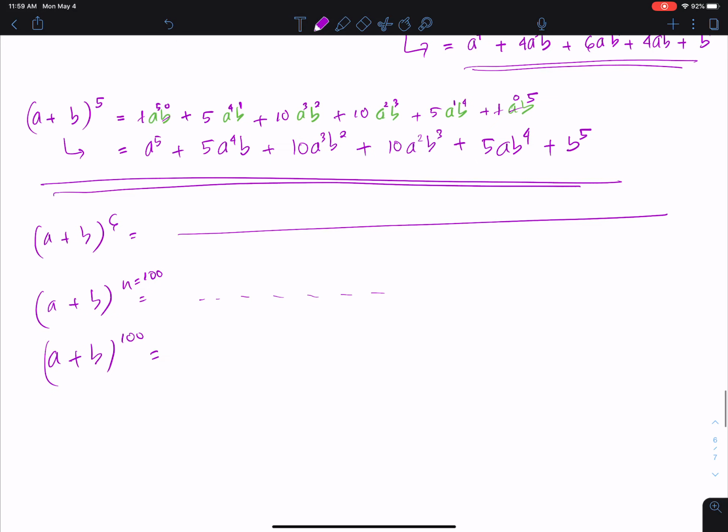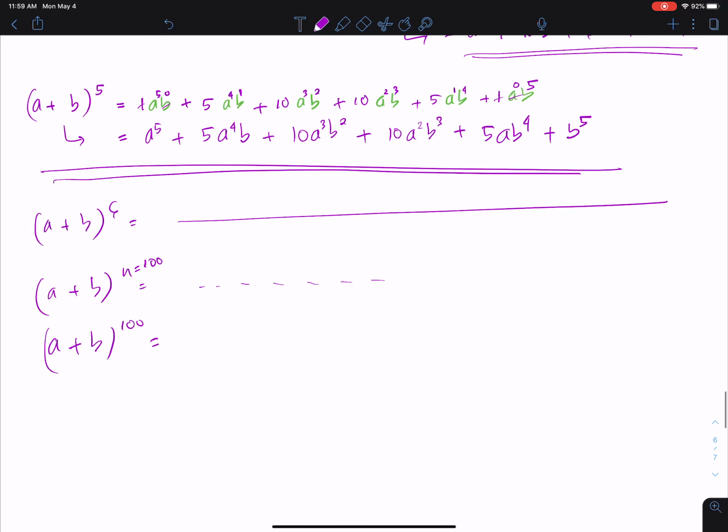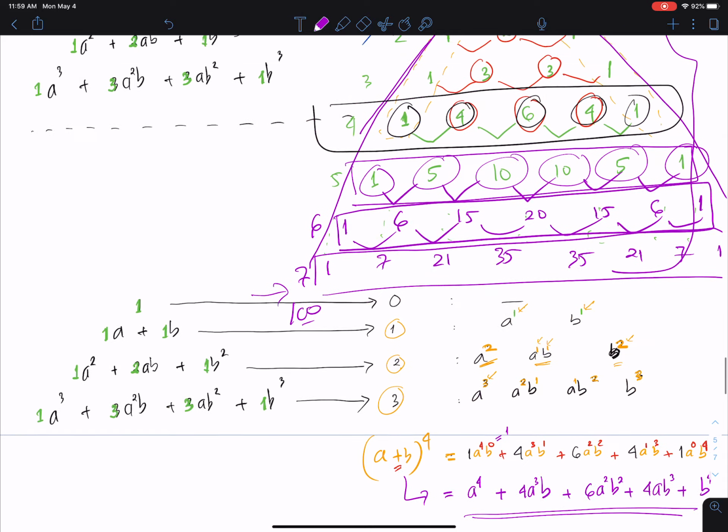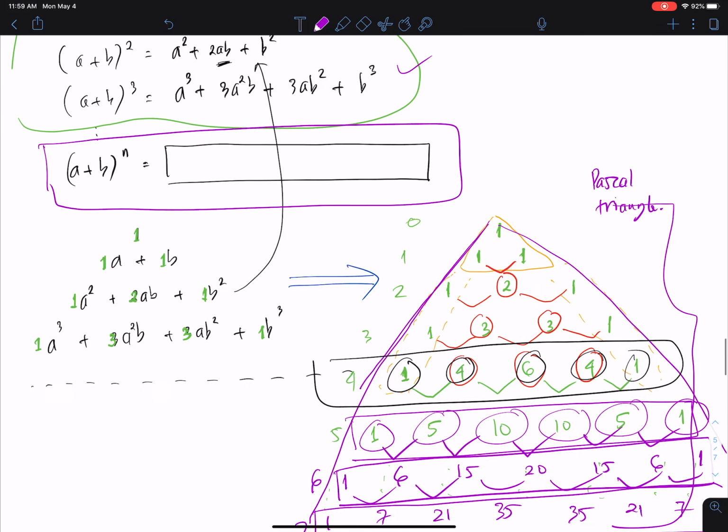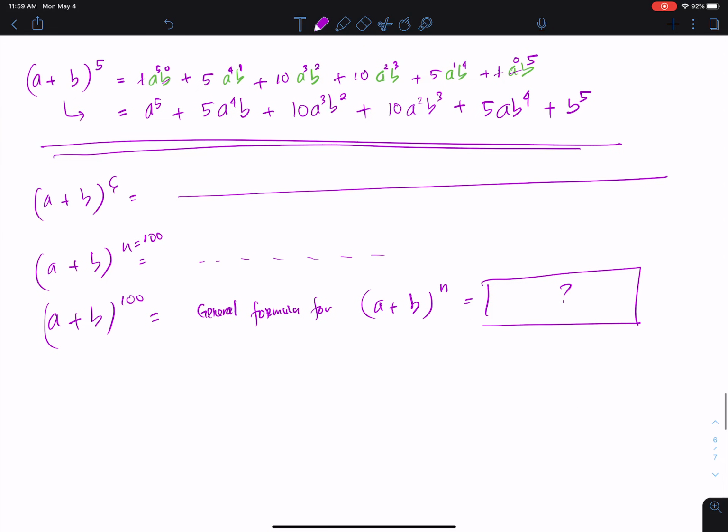So what we can do is find the general formula for (a + b) to the power of n. What will be the general formula? As what I already wrote down over here. Okay, so in the next video we are going to see what the general formula is for this kind of case in counting.